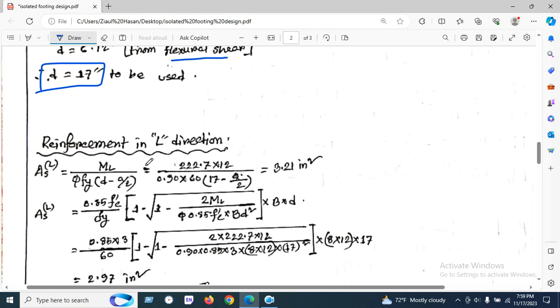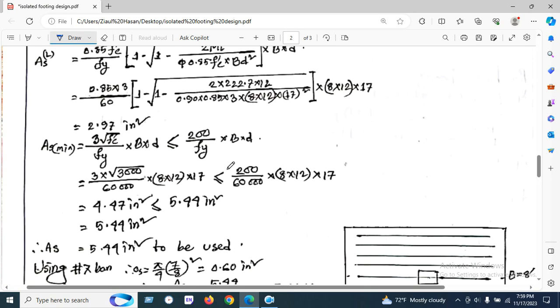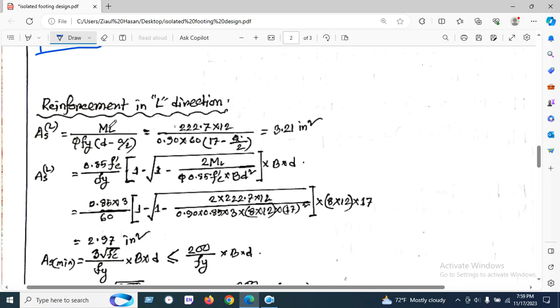Okay, so reinforcement in the L direction. L direction means here is the L direction, which is 12 feet. So As equals ML, the moment in the long direction, divided by phi Fy times D minus A by 2, and putting this value we found 3.127. One thing is that we have to do many trials. So the value of As equals As Fy divided by 0.85 F prime C into B.